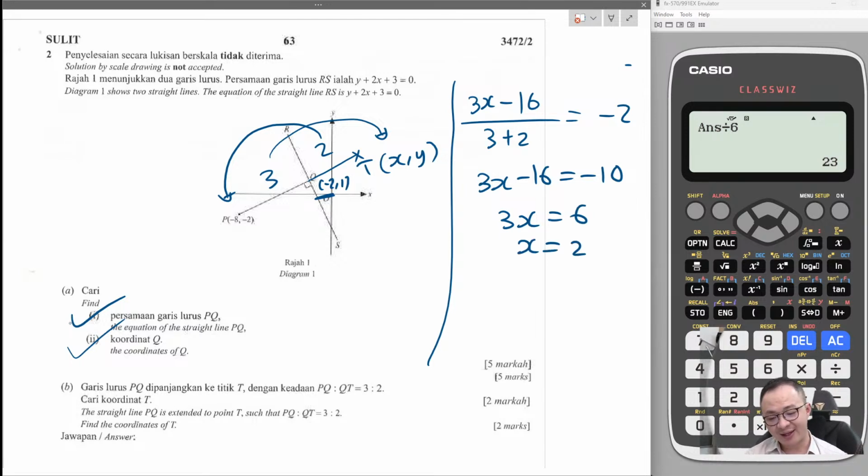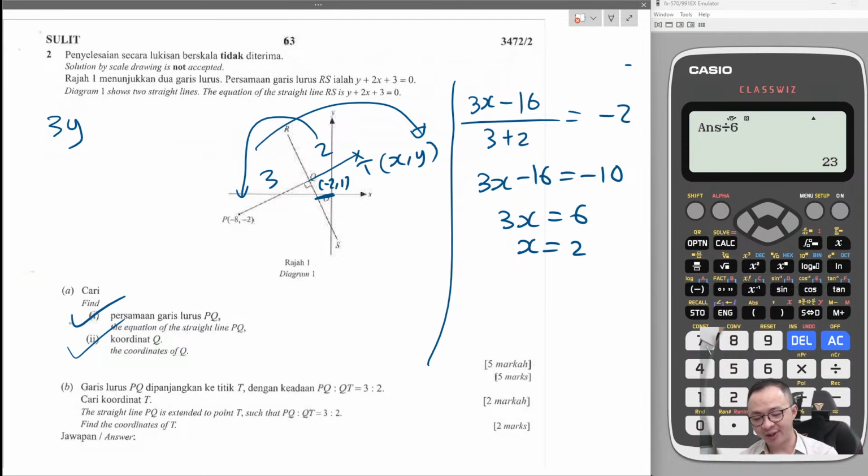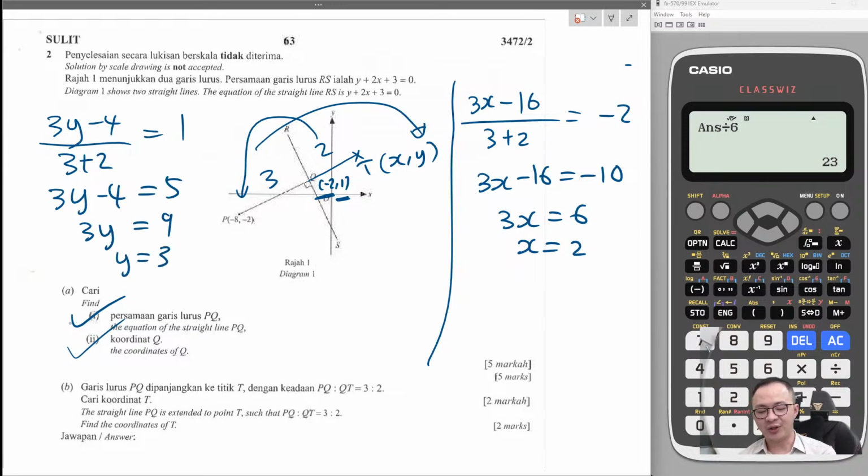Then I will do the same logic for y. 3 multiply the further y coordinate, which is 3y. 2 multiply the further y coordinate, which is minus 4. Divide by the total ratio equals the middle y coordinate, 1. So 3y minus 4 equals 5. 3y equals 9. y equals 3. Now I got the coordinate T, 2 and 3. Does the position make sense for 2 and 3? Yes. Okay, then we're done. 7 marks in total.